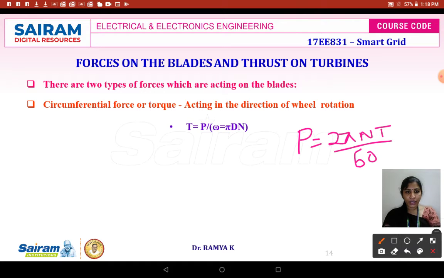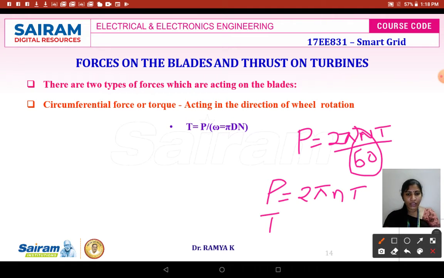N is in RPM. So if I wanted to convert this in RPS, I can write it as power is equal to 2 pi n into small t. From this, I can identify the torque as output power divided by 2 pi n. This is for your motor. Suppose in case of your wind blade you are using, therefore we need to write 2 pi n as pi dn. D is nothing but the diameter.